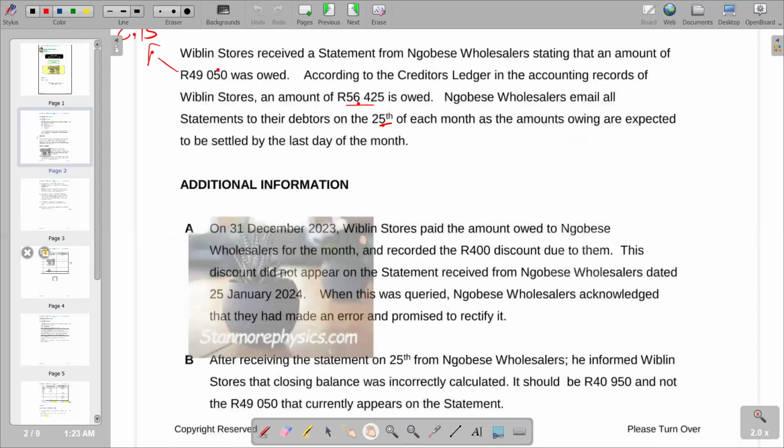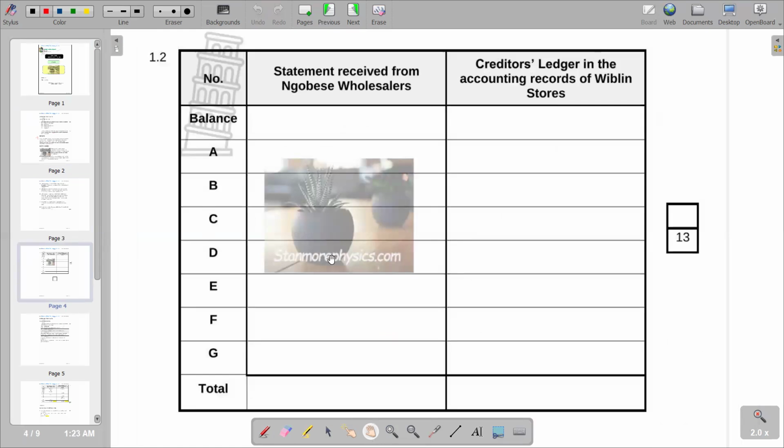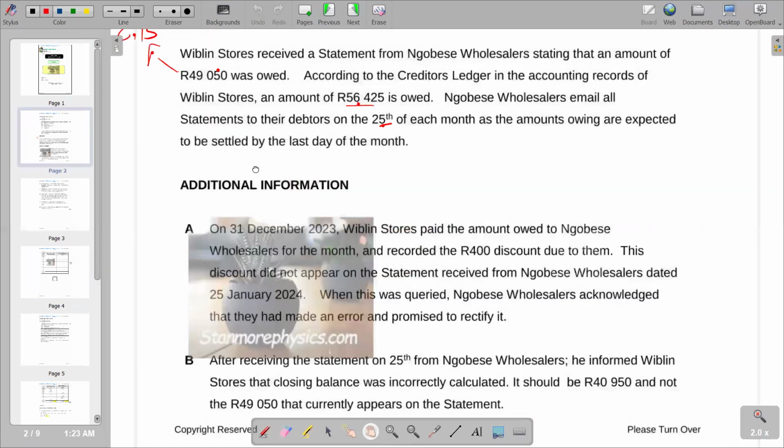If you go to our answer section, this is the answer section that we have in the answer book. We are going to have a column for the statement received from Gomez or sellers, and then the creditors ledger in the accounting records of the previous store. So we are going to have our opening balance, or retained balance. We try to identify what the opening balance is in the statement received from Gomez or sellers. We can go to the beginning of the question.